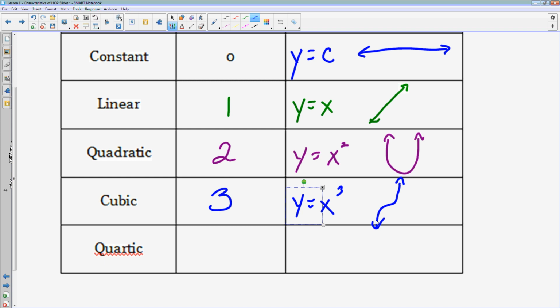Okay, all right, and then quartic, you could probably guess, is going to have a degree of 4. It's going to be y equals x to the 4th. Now, with your quartics, technically you could potentially have a parabola again as your picture, or you could have like a W shape like this. It's all dependent on the particular function that you're talking about.